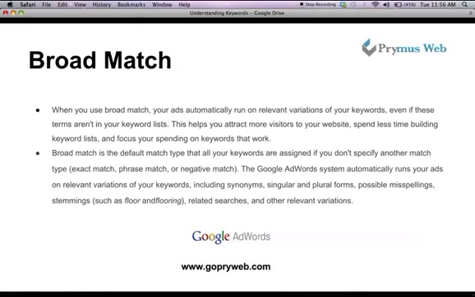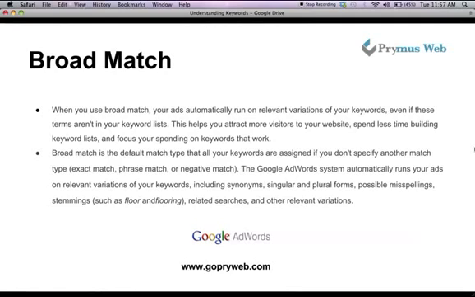So what is broad match? When you use broad match, your ads automatically run on relevant variations of your keywords, even if these terms aren't in your keywords list. This helps you attract more visitors to your website, spend less time building keyword lists, and focus your spending on keywords that work. So basically, any keyword that you select in an ad group, or any keyword period that you select, defaults to broad match. So if somebody is searching for, let's say, tennis tables, and you have the word tennis in any variation of your keyword, it might bring up your ad, even though you don't sell tennis tables. So it's very broad in that sense.